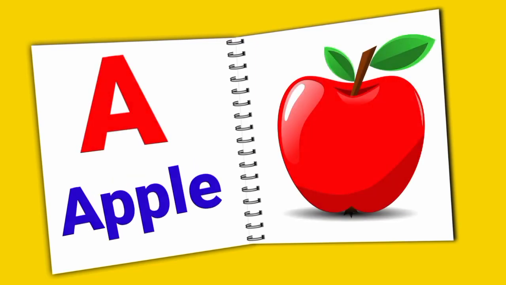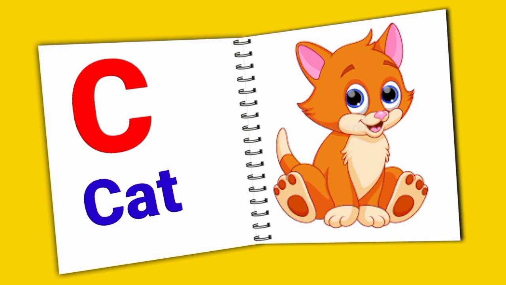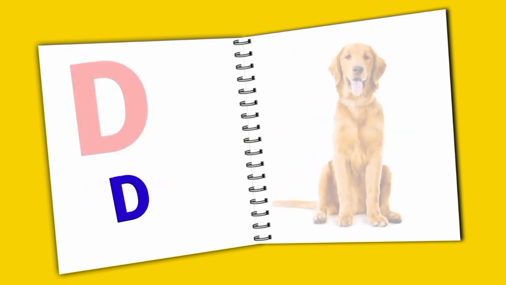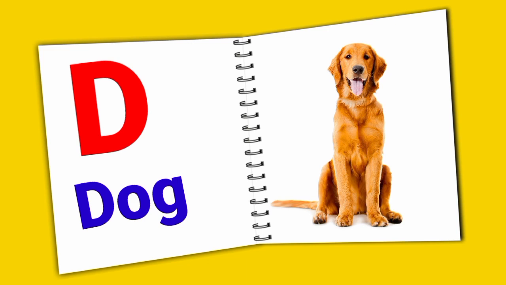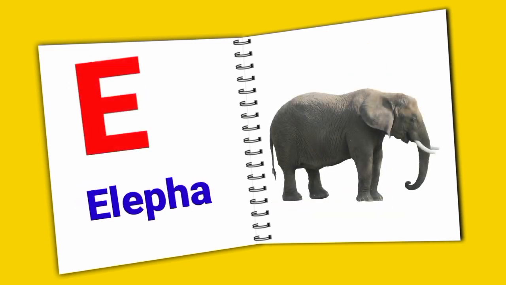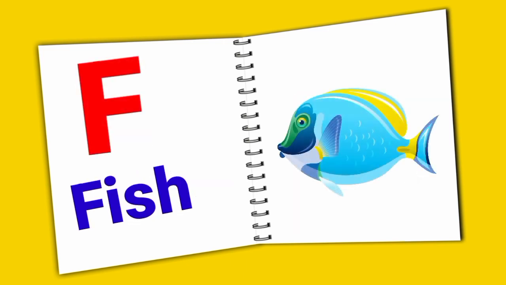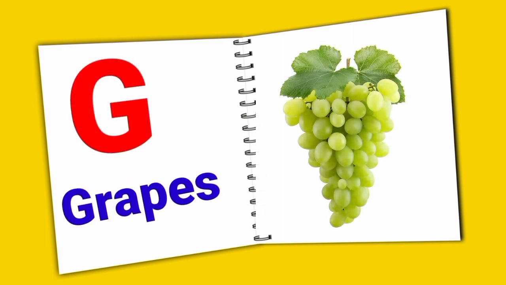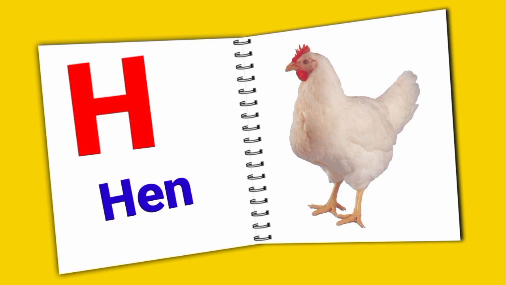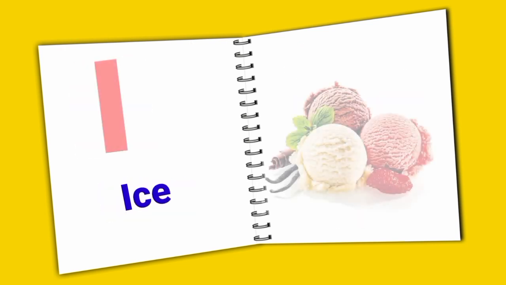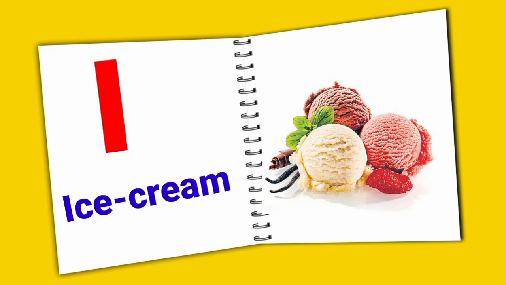A for apple. B for ball. C for cat. D for dog. E for elephant. F for fish. G for grapes. H for hen. I for ice cream.